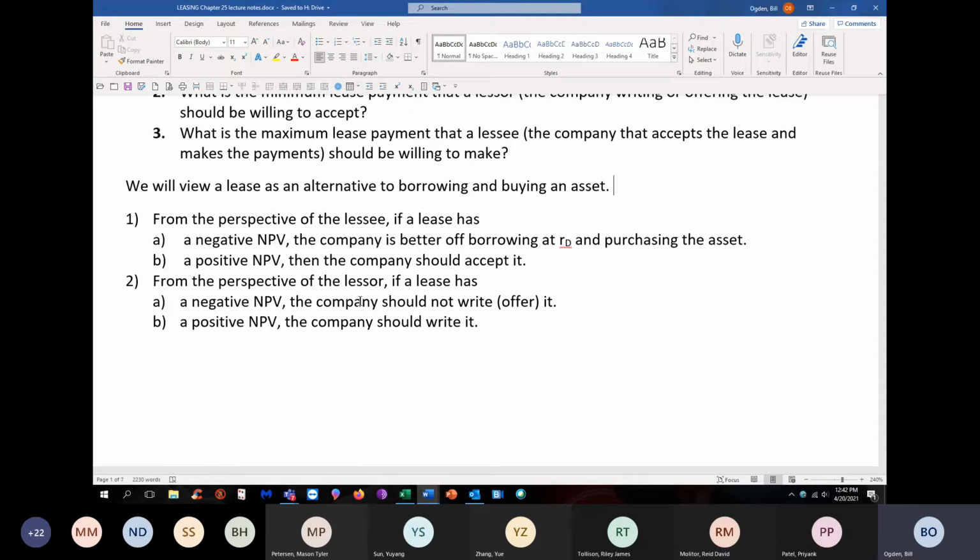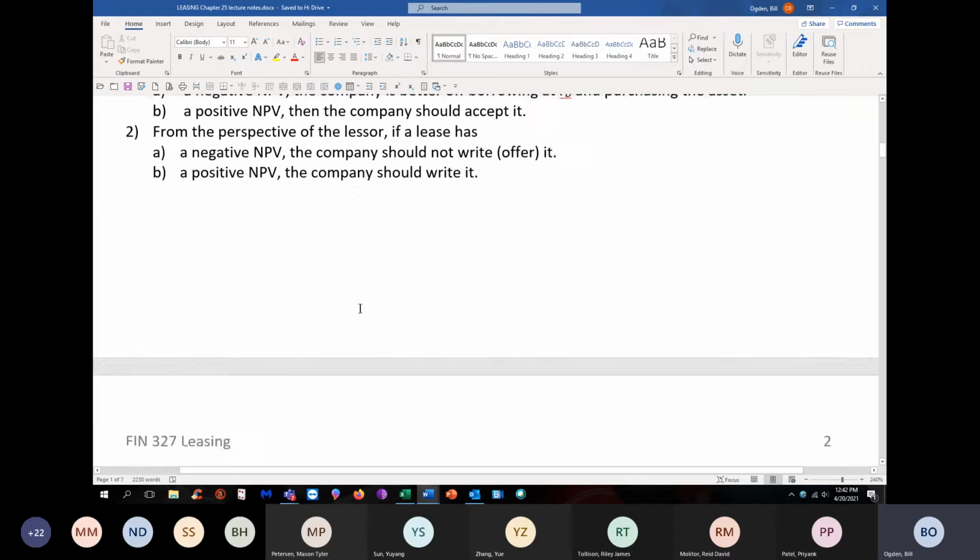Okay, then for the lessor, on the other hand, with a negative NPV, the company should not write or offer the lease. And if it's a positive NPV, then the lessor should be willing to write it. All right, let's continue here.